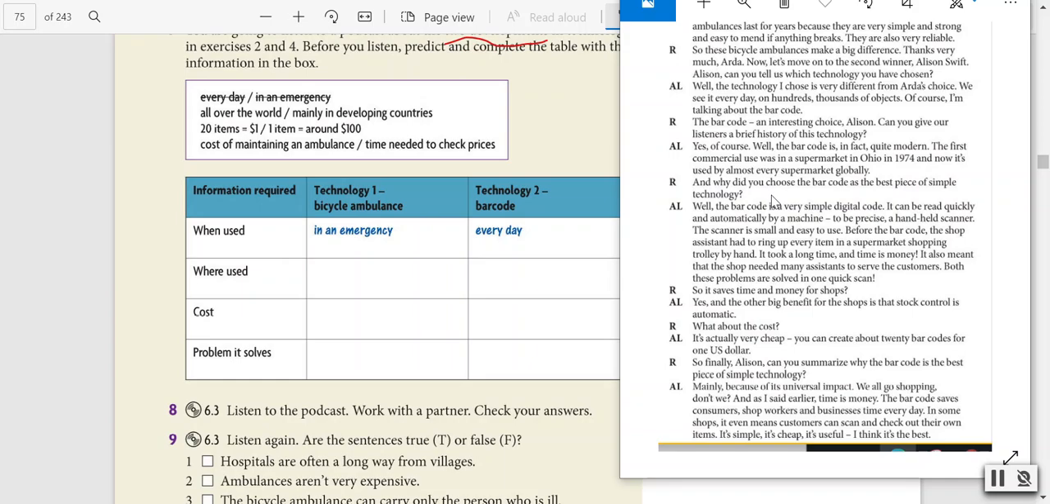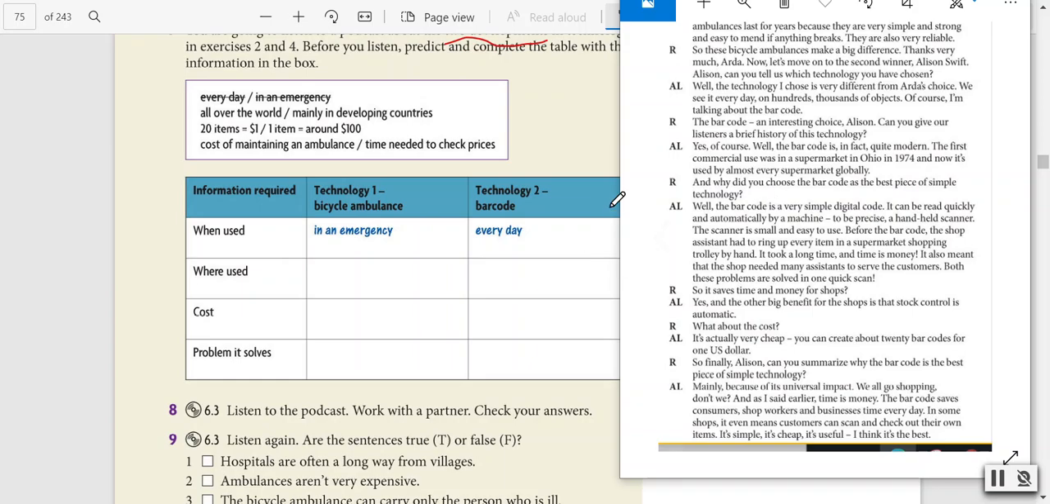So it saves time and money for shops? Yes. And the other big benefit for the shops is that stock control is automatic. What about the cost? It's actually very cheap. You can create about 20 barcodes for $1. So, finally, Alison, can you summarize why the barcode is the best piece of simple technology? Mainly because of its universal impact. We all go shopping, don't we? And as I said earlier, time is money. The barcode saves consumers, shop workers, and businesses time every day. In some shops, it even means customers can scan and check out their own items. It's simple, it's cheap, it's useful. I think it's the best.